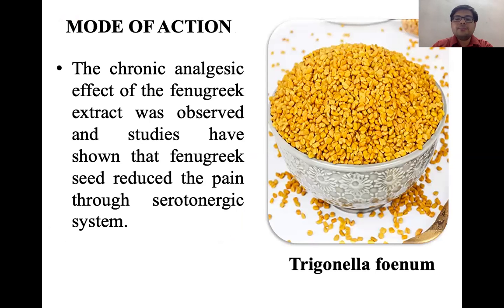Next, Methika, Trigonella. The chronic analgesic effect of the fenugreek extract was observed, and studies have shown that fenugreek seeds reduce pain through the serotonergic system. Its extract contains alkaloids which have analgesic effects.